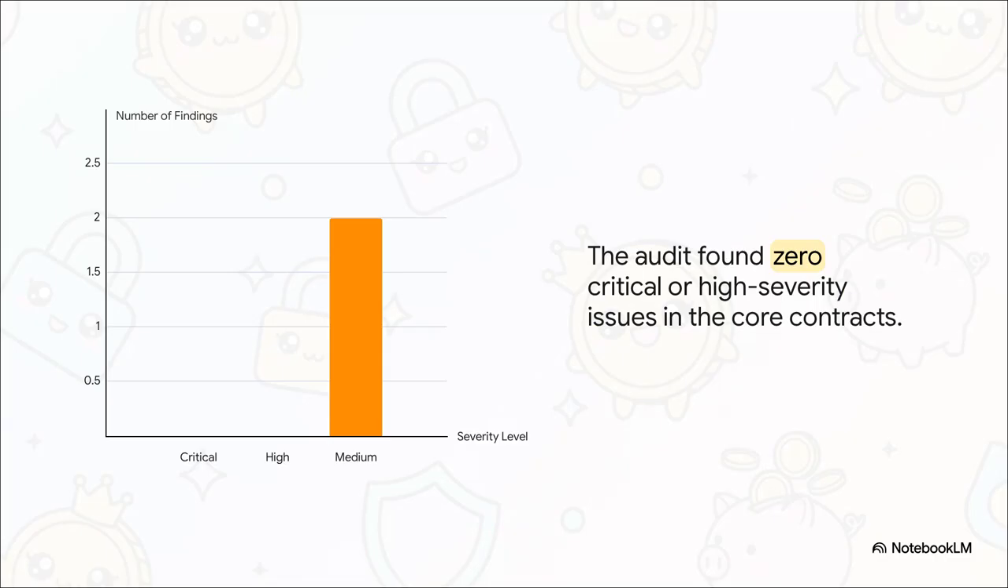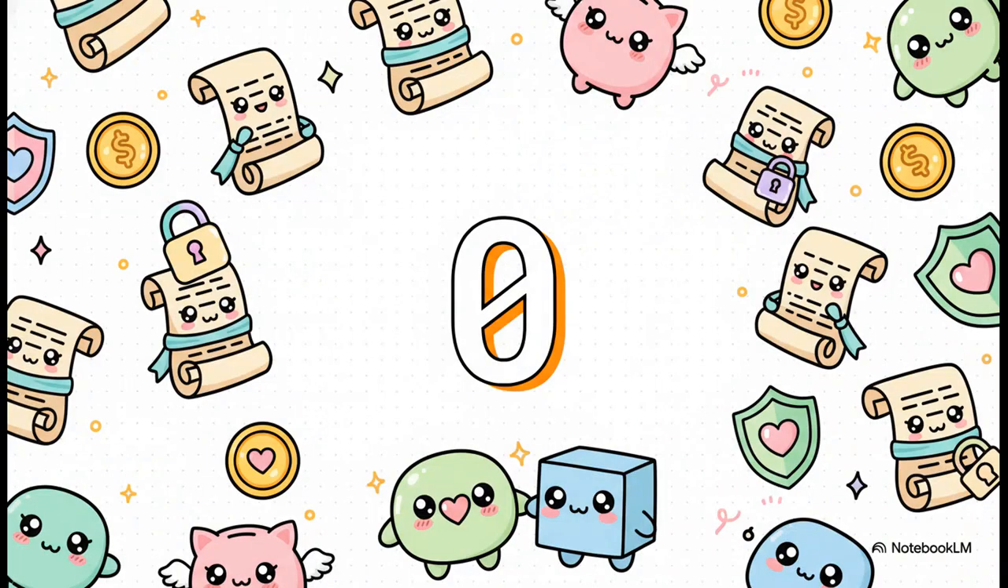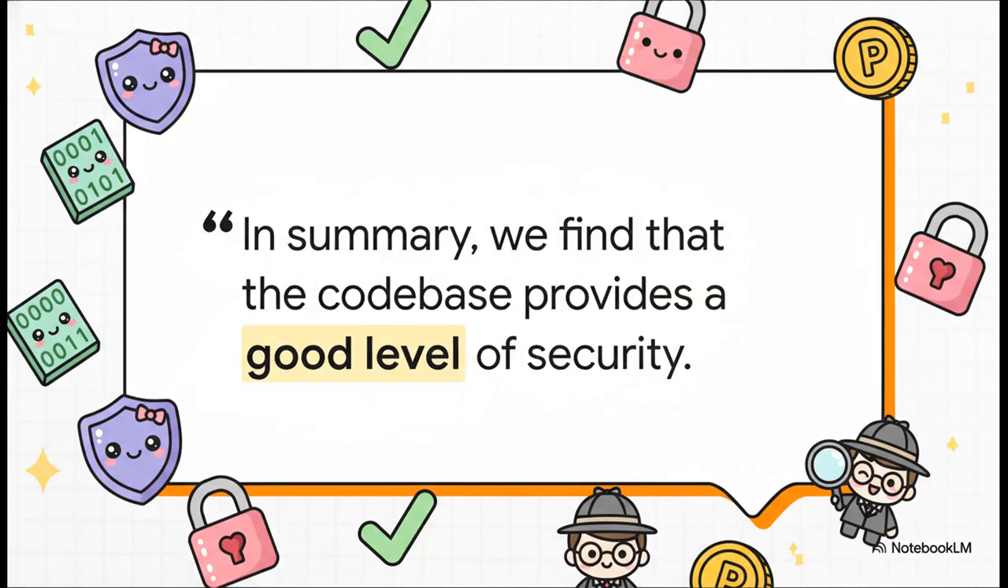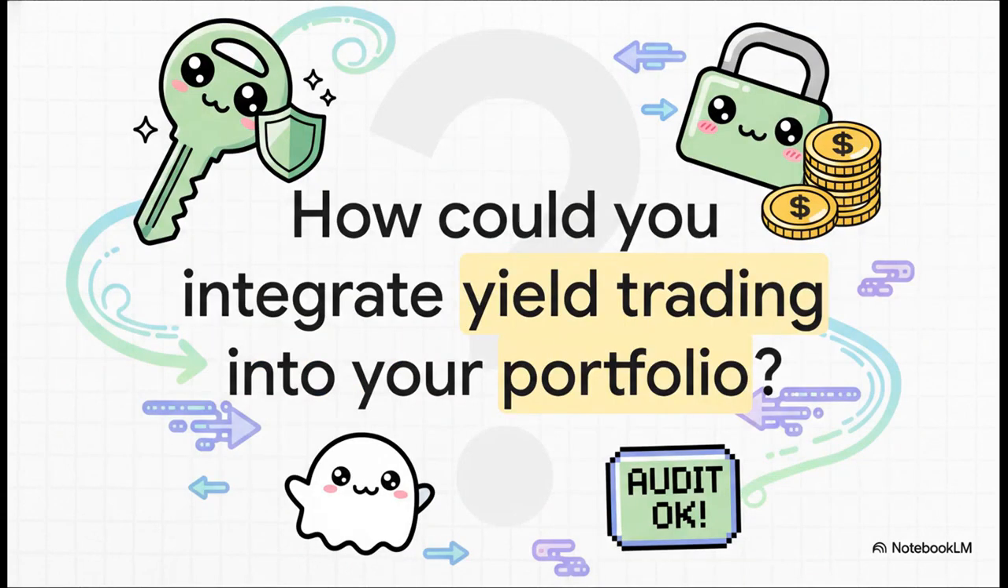And the results were solid. 0 criticals, 0 highs, just 2 medium findings. That 0 for critical and high severity, that is a huge green flag for any investor. Yeah, the auditor's final takeaway was pretty clear. The codebase has a good level of security. So you weigh the unique yield risk against that strong security audit. How do you play it?